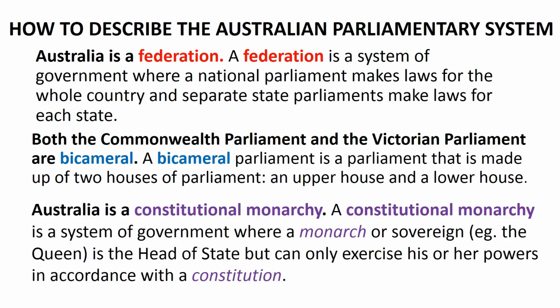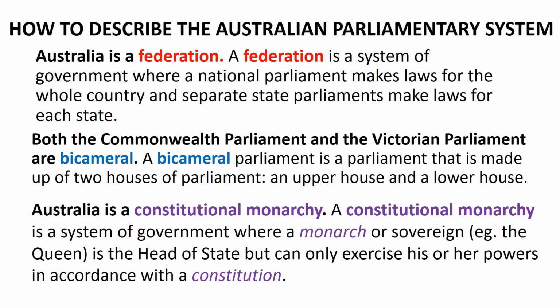The third feature is that Australia is a constitutional monarchy. A constitutional monarchy is a system of government where a monarch, that is a sovereign such as a king or a queen, is the head of state, but that monarch can only exercise their powers in accordance with a constitution. In your vocabulary sheets, find the term constitutional monarchy and write that definition in there.